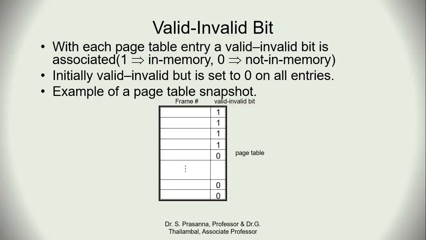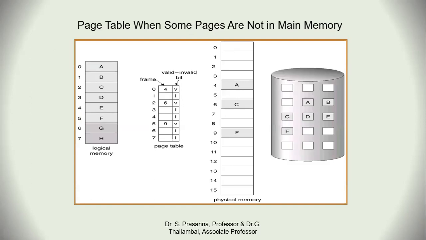In the page table, you have a valid or invalid bit: 1 means the page is in memory, and 0 means the page is not in memory. Initially it is set to 0, and whenever the page becomes available, the bit is converted from 0 to 1. So this is the page table snapshot, which shows the valid and invalid bit, when some pages are not in main memory.